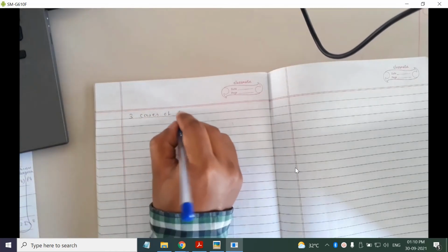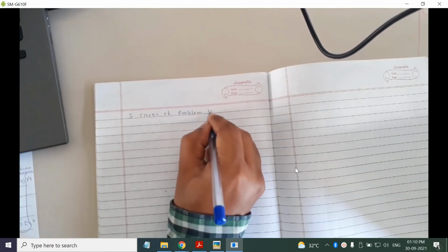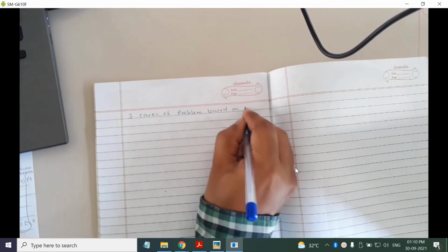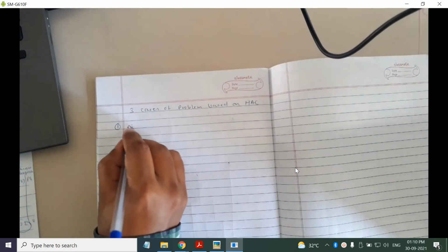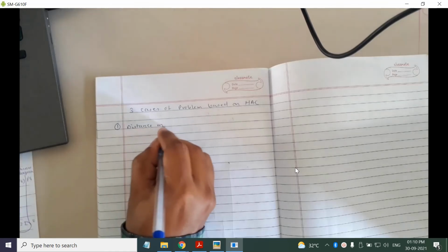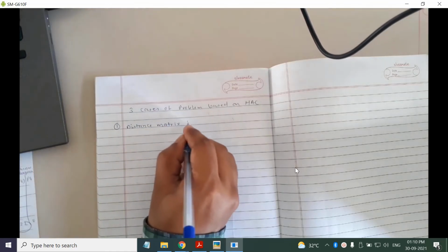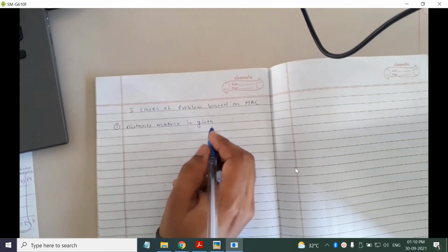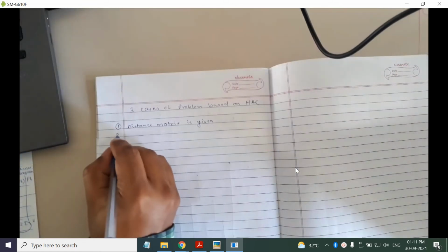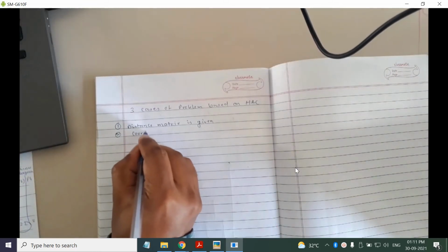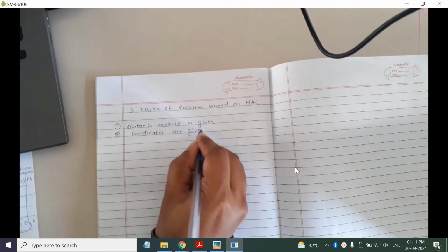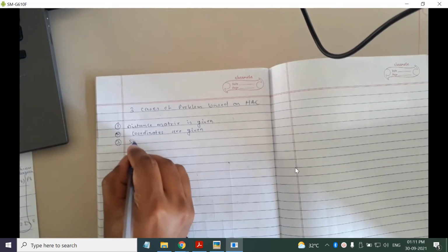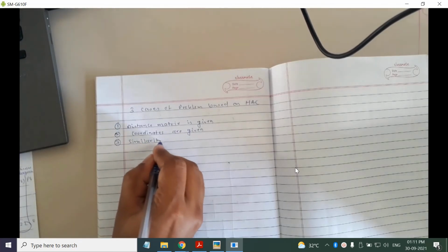So we have 3 cases of problems based on HAC. ओके पहले में डिस्टेंस मैट्रिक्स is given. Okay, directly distance matrix is given. Okay, just like our first problem. Second one, coordinates will be given, coordinates are given, and third case can be similarity matrix is given.